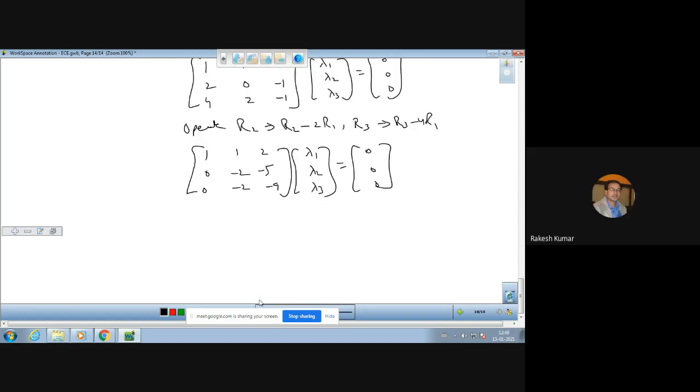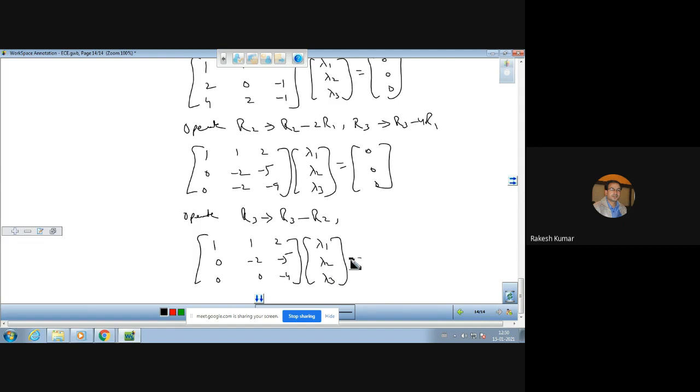So these elements are 0 now. We can also make this element as 0 by subtracting this from this. So you will operate R3 as R3 minus R2 here. You will have 1, 1, 2, 0, minus 2, minus 5. This is 0, 0, and this is negative 4. This will make the system more easier for finding out the values. So this is 0, 0, 0.